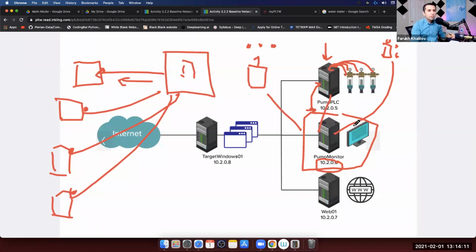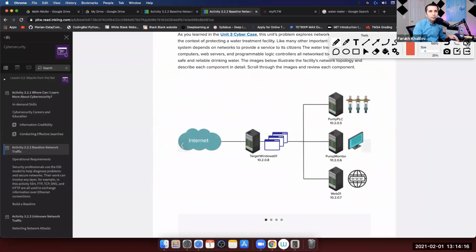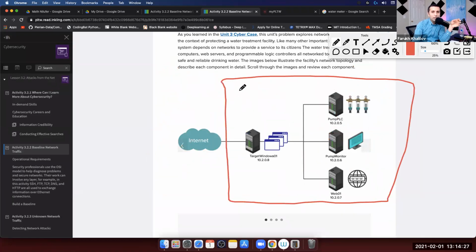One more time, guys. Imagine that is my company, and that is the frame of my company. If I physically go to my company, I will be using that computer, and I will just log into my pump monitor. I can log into this computer and that computer, so I can do it locally.